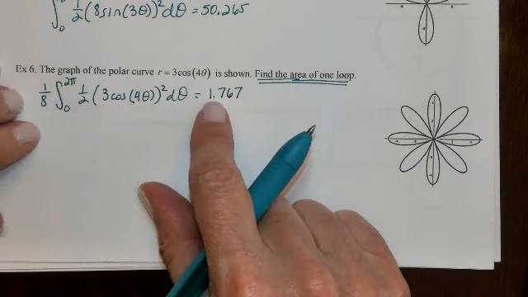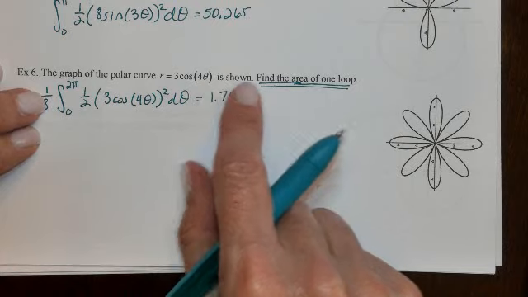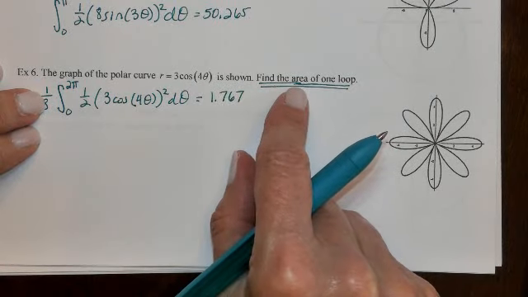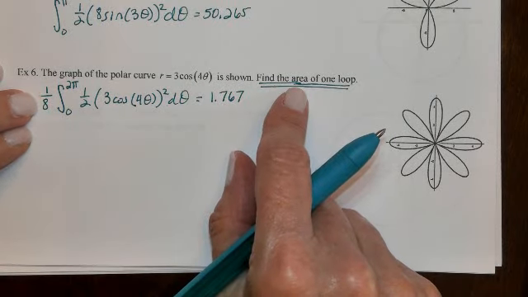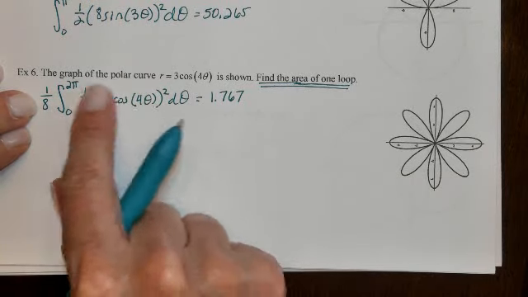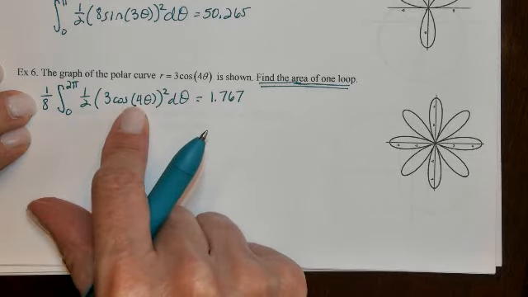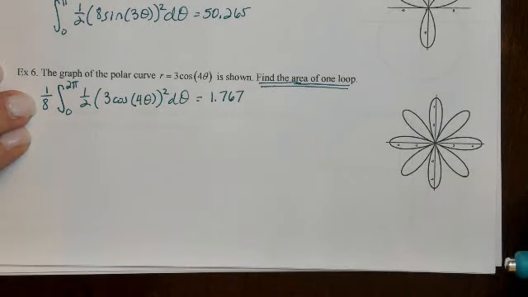Because what if the question on my test or on the AP test didn't say to find the area? What if it said which integral gives the area of one loop? And what if this was not one of the choices? Okay? Well, here's another way to think of this problem.